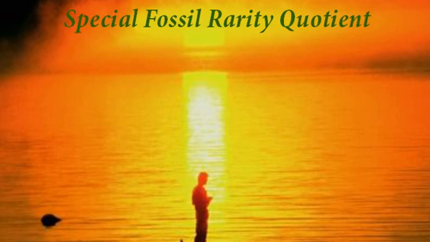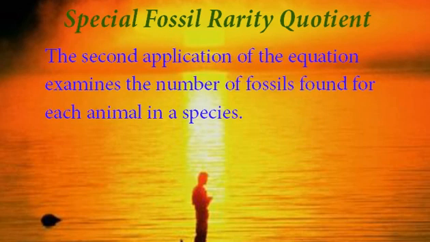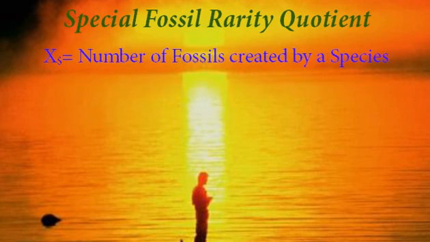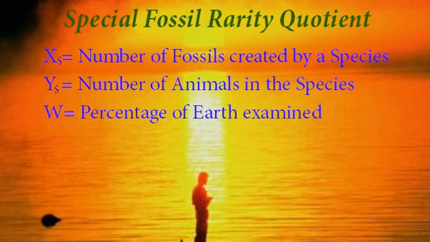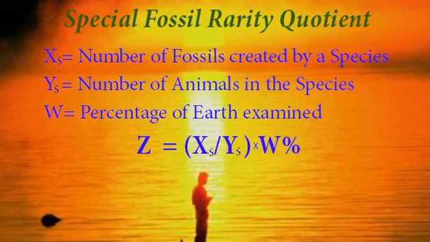The Special Fossil Rarity Quotient. The second application of the equation examines the number of fossils found for each animal in a species. X sub s equals number of fossils created by a species. Y sub s equals number of animals in the species. W equals percentage of Earth examined. Z equals X sub s divided by Y sub s times the W percent.